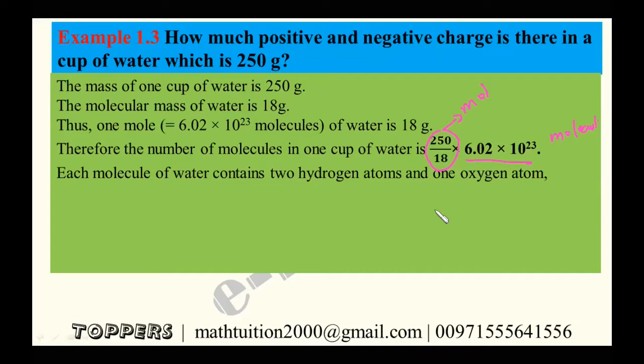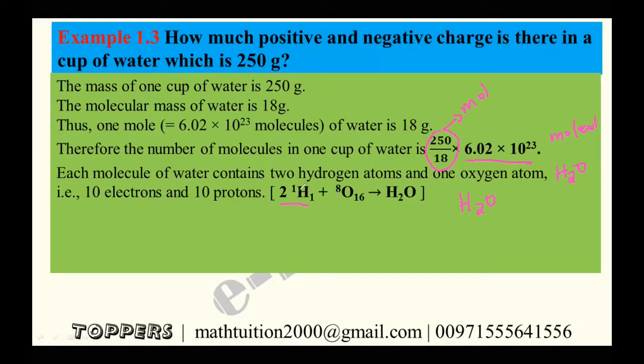Now each molecule of water contains two hydrogen atoms and one oxygen atom. That is 10 electrons and 10 protons. You see, two hydrogen plus one oxygen gives you one water molecule, H2O. Right, it is not a balanced chemical equation that I have written. H2O means what? Two hydrogen and one oxygen.